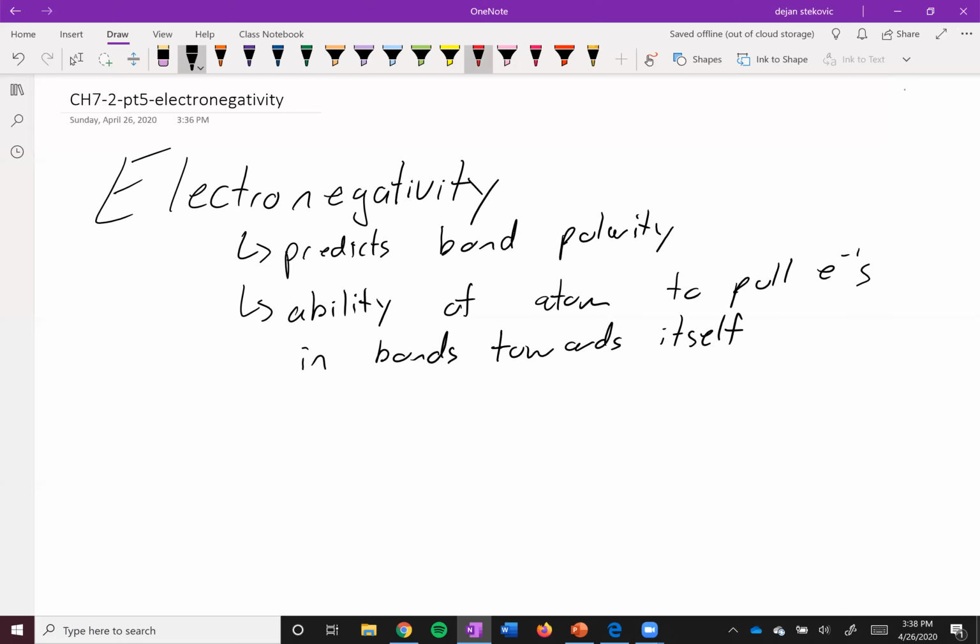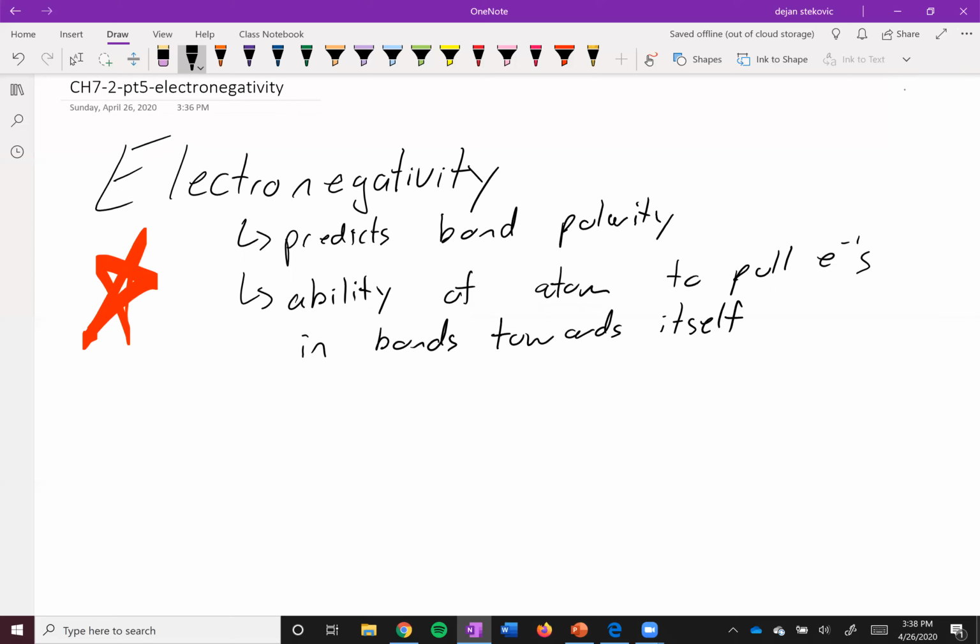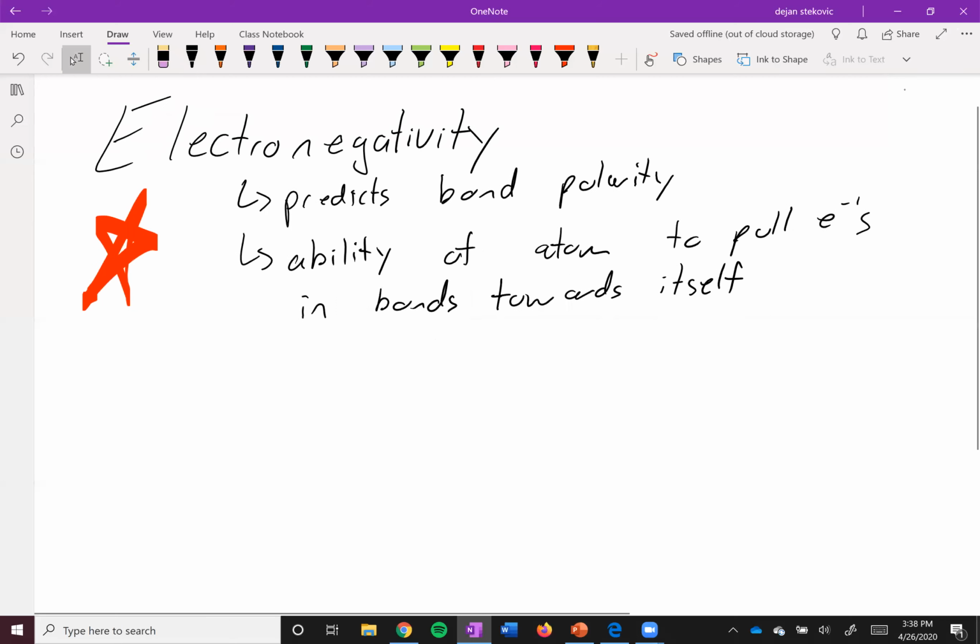And this is a super duper important topic in chemistry, definitely the most important periodic trend that we'll learn. So you definitely want to have a good feel for electronegativity.